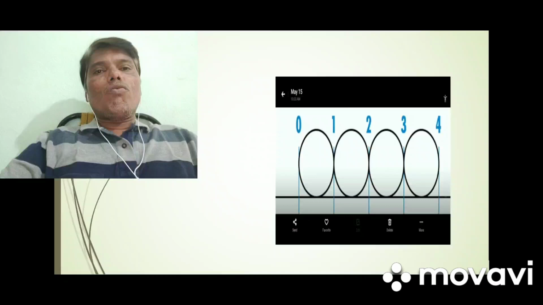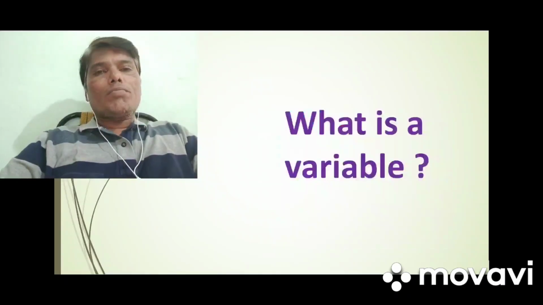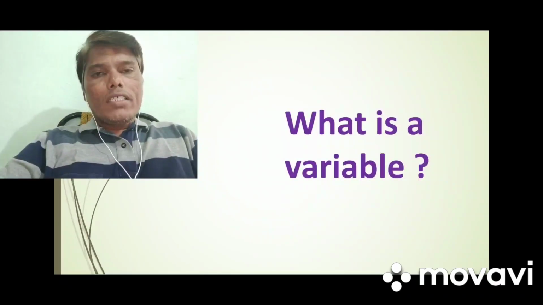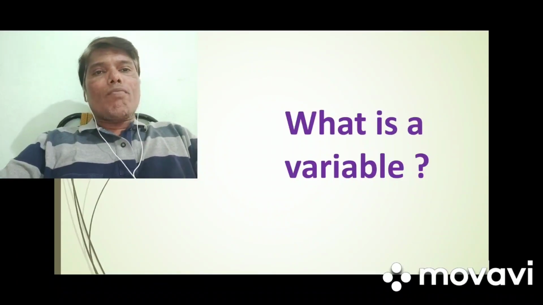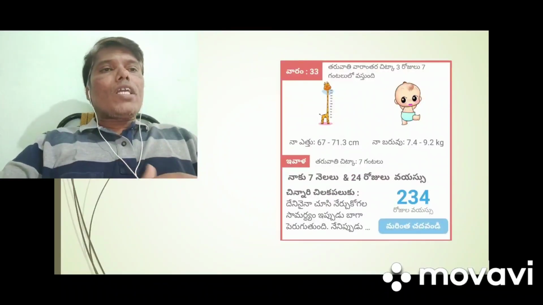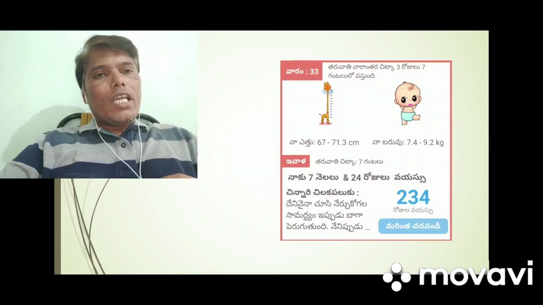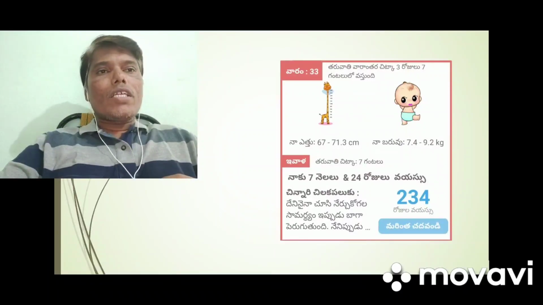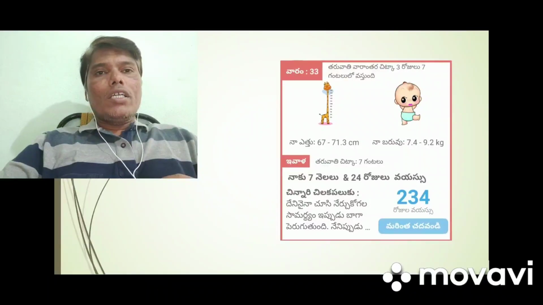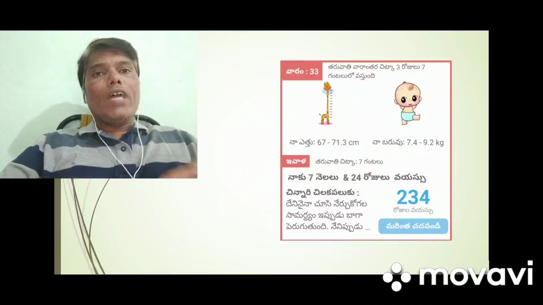Now let us discuss what is a variable. To understand this, let us observe some pictures. Observe the picture on the screen. It shows the age of a boy according to the Helo5 app. Today his age is 234 days, yesterday it was 233 days, and tomorrow it will be 235 days. That is, the age of this boy is not fixed. It can take any value.